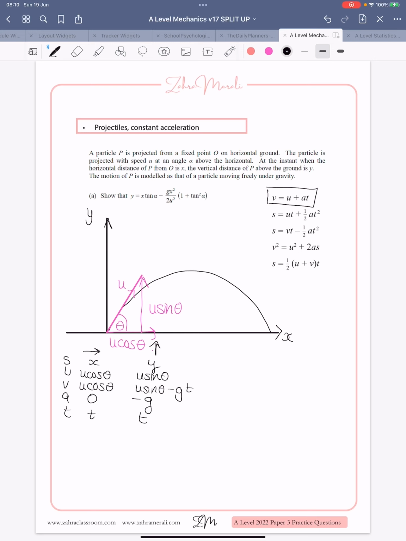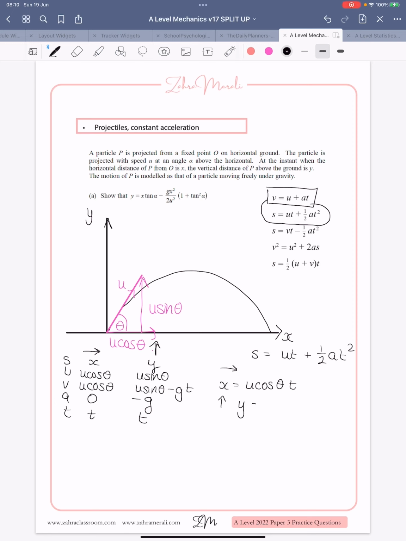So now what we're going to do is find an expression for x and an expression for y. This is the dreaded parametrics. They come up as parametrics, which we're then going to put together. So we're going to look at s equals ut plus a half at squared. Let's think of everything horizontally. We're going to have x equals u cos theta t. Now obviously a is 0, so the second half of that disappears.